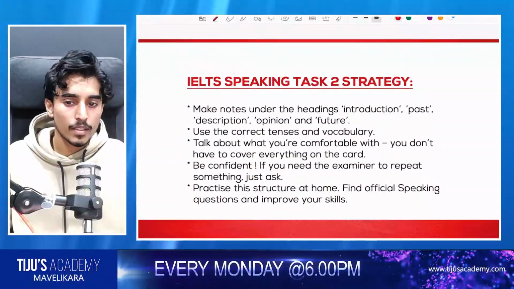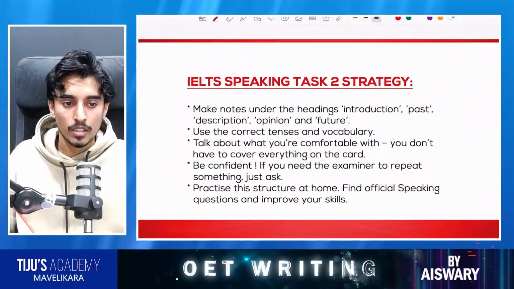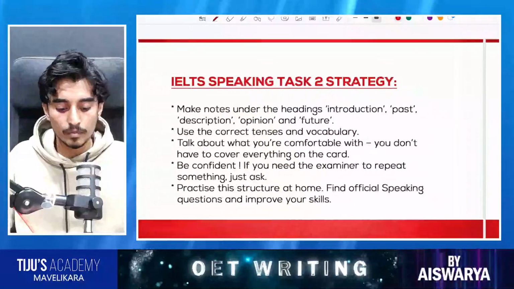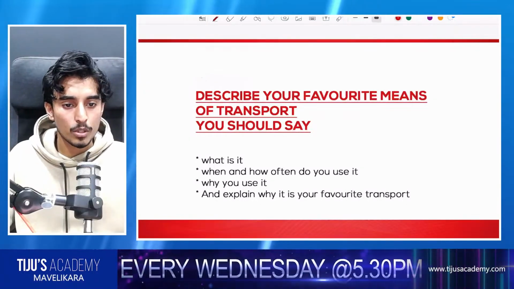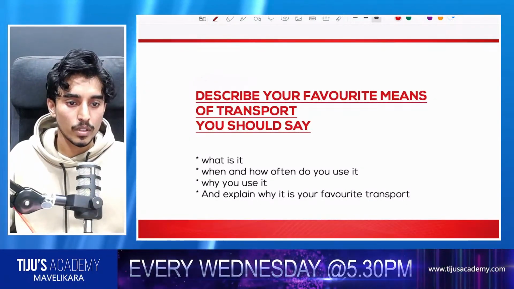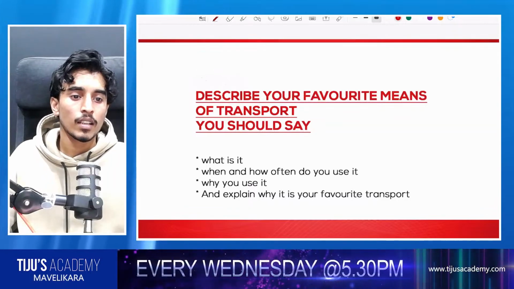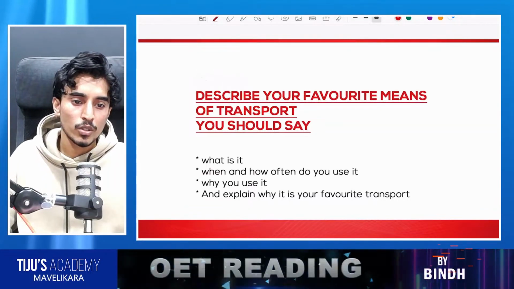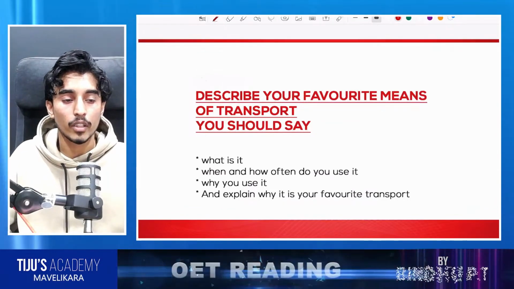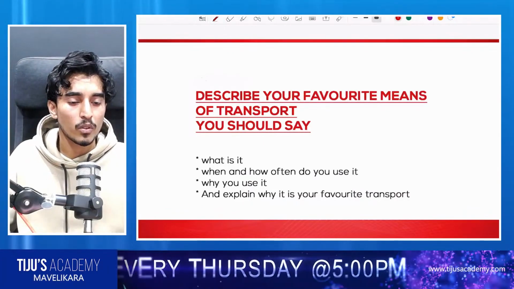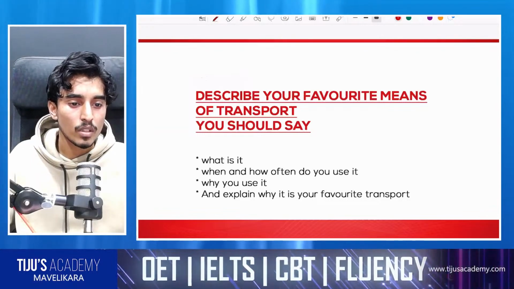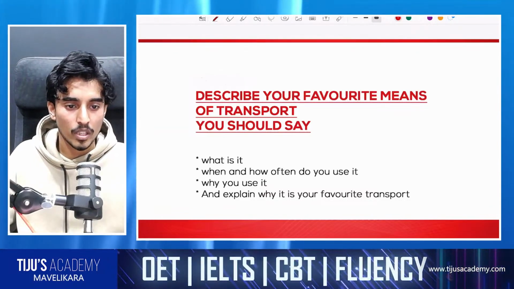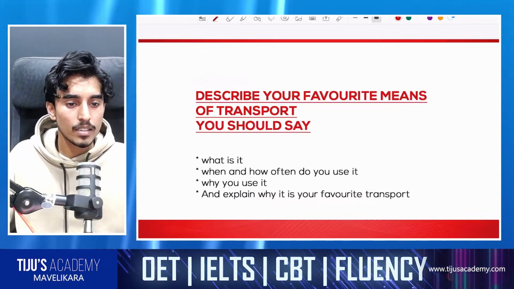Okay, so I hope everything mentioned here about the strategy is clear to all. Okay, in the next slide, we are going to look at a sample question. You can call it an example of the part 2 section. So the question is to describe a favorite means of transport. Usually we use a lot of these kinds of transportation like trains, buses, or we can even use our own vehicle. All these are the means of transport that we use in our day-to-day life. So you can easily mention any of them.